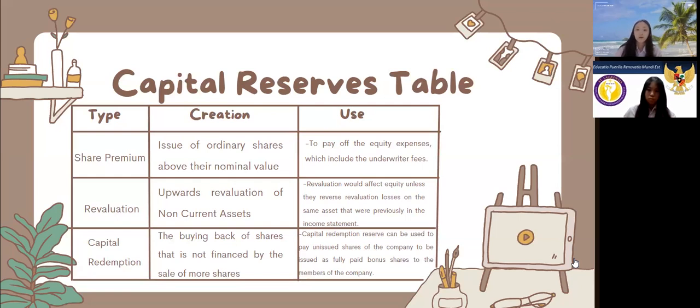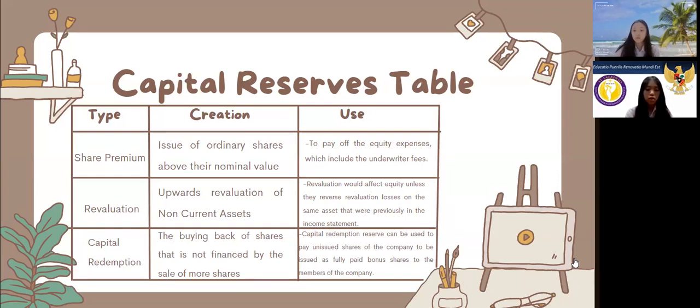The last type of capital reserve is capital redemption, which is created by the buying back of shares that is not financed by the sale of more shares. The use is to keep the company's capital base intact in the event of capital diminution, which means a depletion in the paid-up capital of a company. It can be caused when a company redeems preference capital.